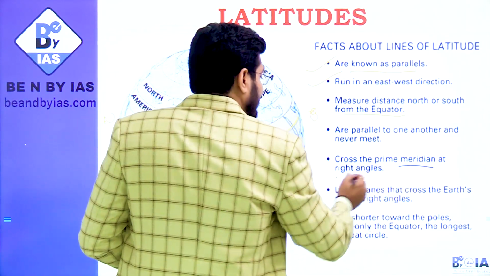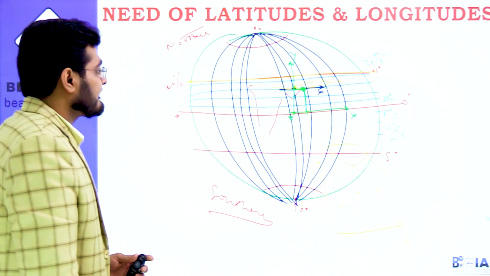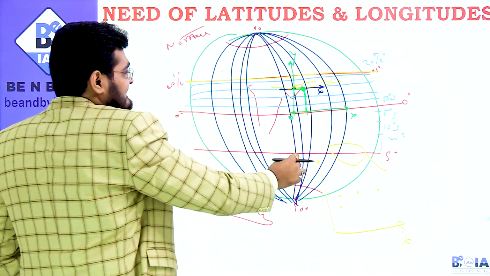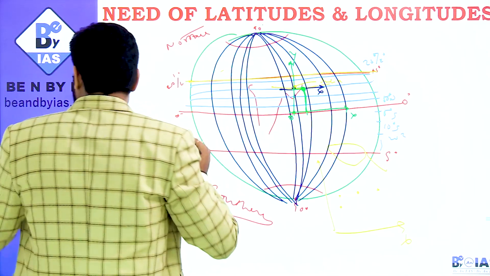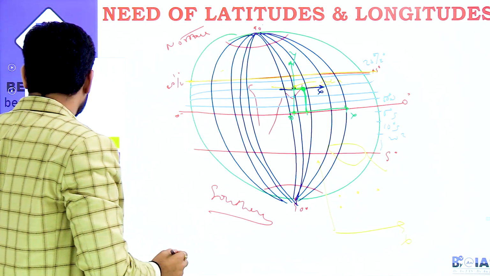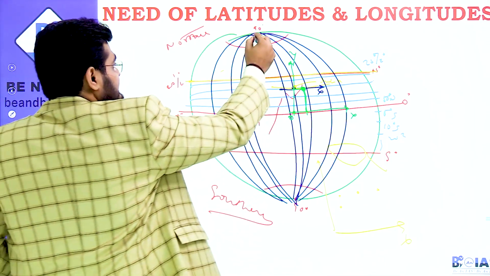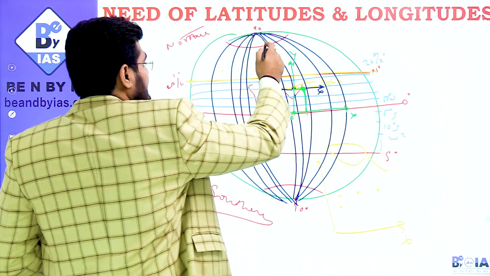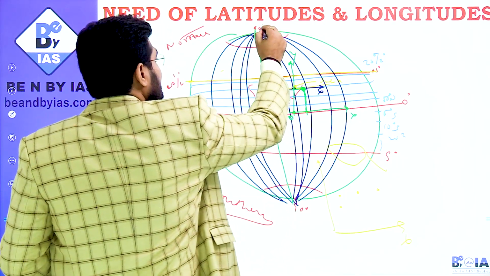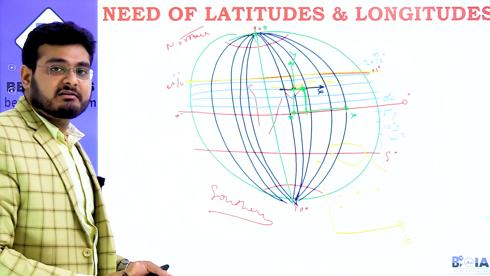They cross the prime meridian at right angles. Now what is the prime meridian? These are the meridians, and 0 degree is basically called the prime meridian. Say for example, this is your 0 degree, and it passes through Greenwich in London. Okay, this is your 0 degree, and this is just a reference.